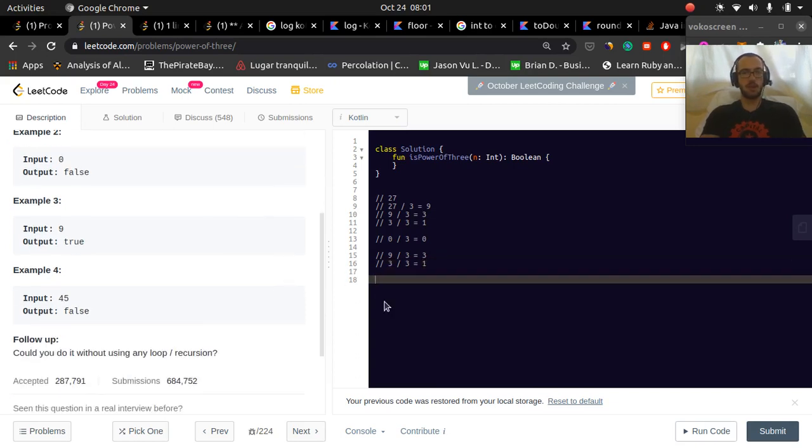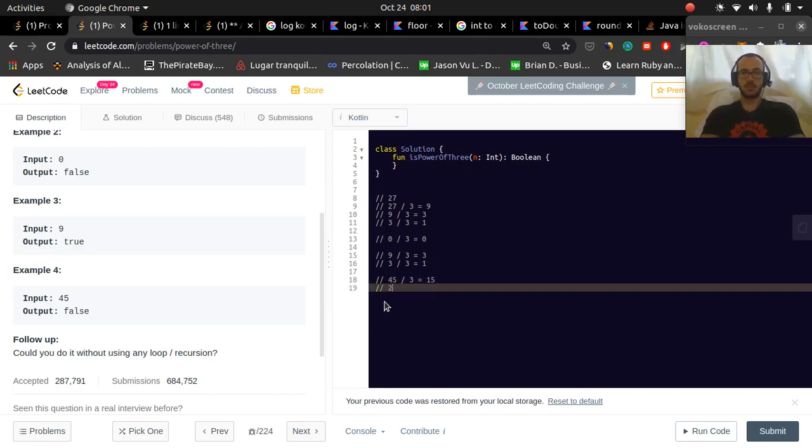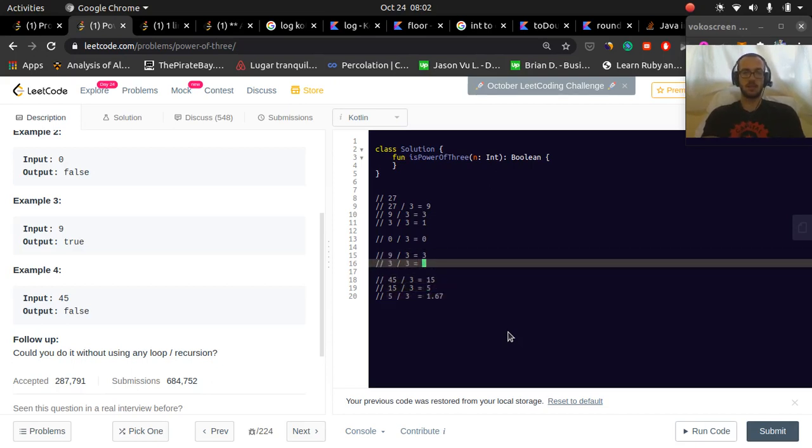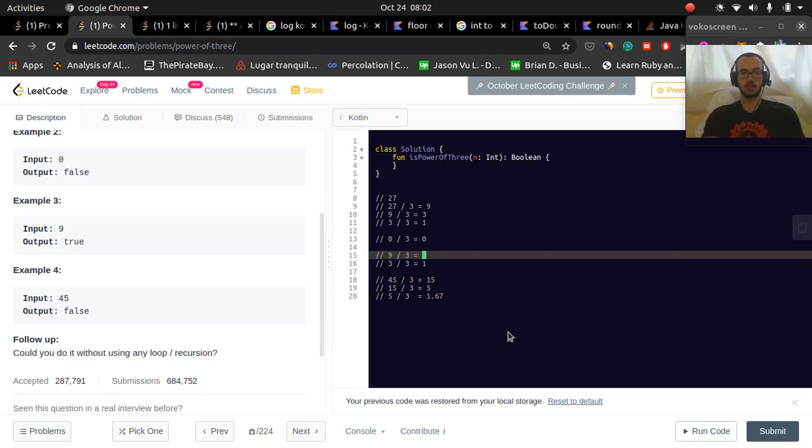And 45. 45 divided by 3 equals 15. 15 divided by 3 equals 5. And 5 divided by 3 equals 1 2/3, 1.67. Okay. So when we keep dividing by 3 and the last remainder is 1, that could be a rule, right?